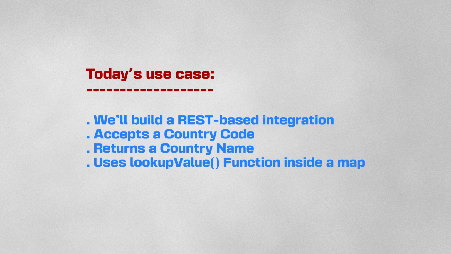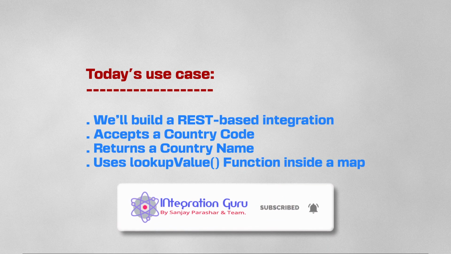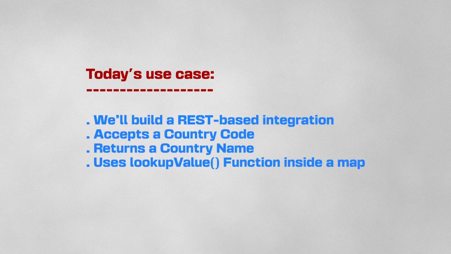Before we jump into the demo, let's quickly understand today's use case. We will build a REST-based integration that accepts a country code and will return a response message that includes the full country name. For example, if the input is USA, the output could be United States of America. The mapping from country code to country name is a perfect example of a key value mapping. It's very straightforward and simple, but it covers everything that lookup has to offer. So let's start the demo and see the lookups in action.